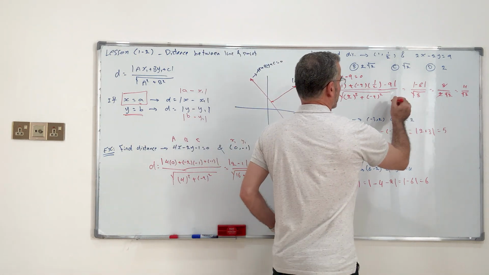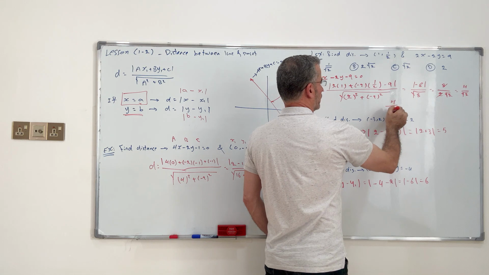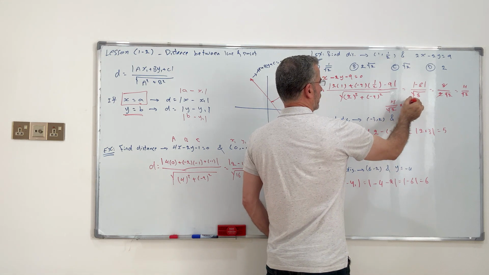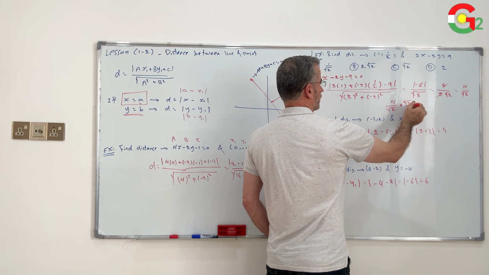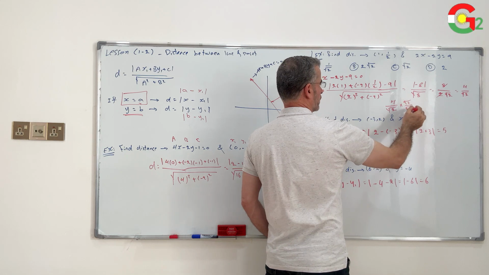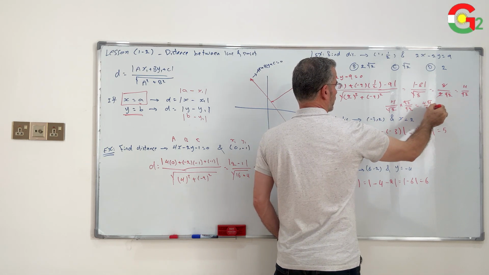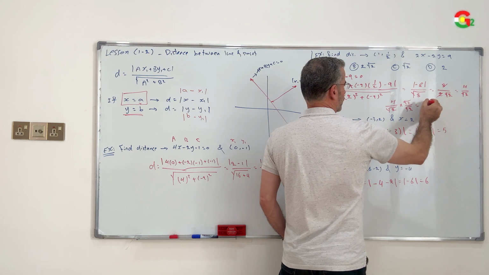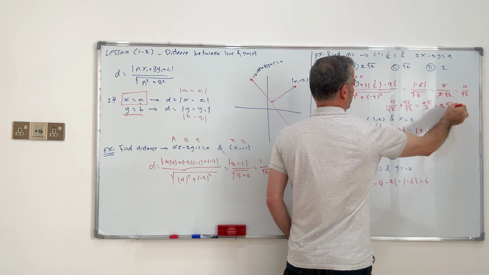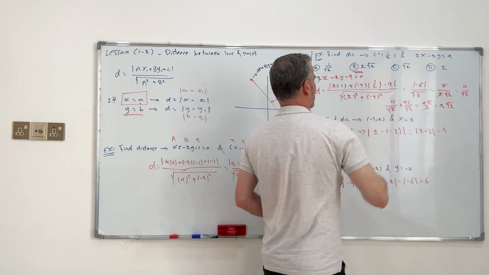Here I can multiply numerator and denominator by square root 2. Then it will be 4 square root 2 over 2 equal to 2 square root 2. Choice number B.